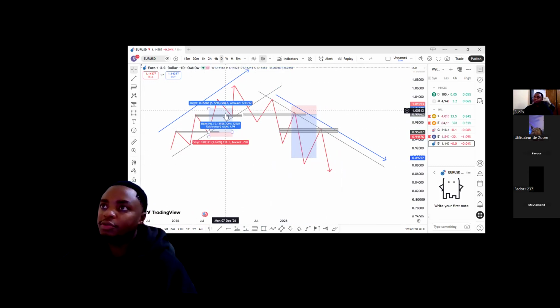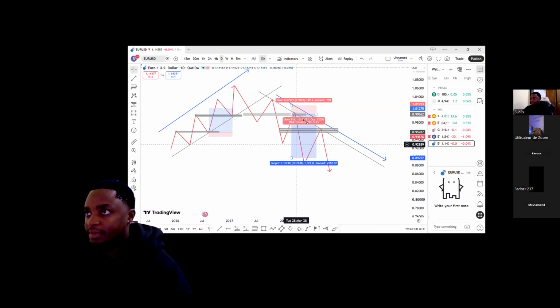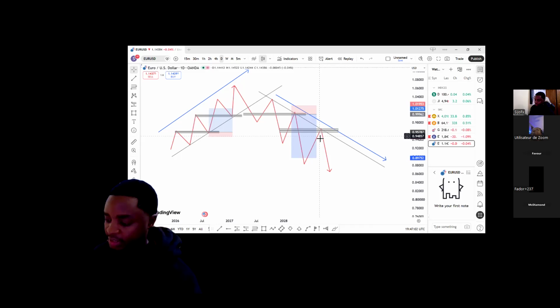Like when it's bullish, you look for buys. And when it's bearish, you look for sells. I don't know so far. Is there any question before I continue?